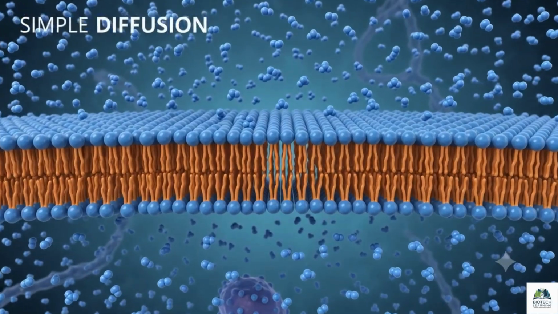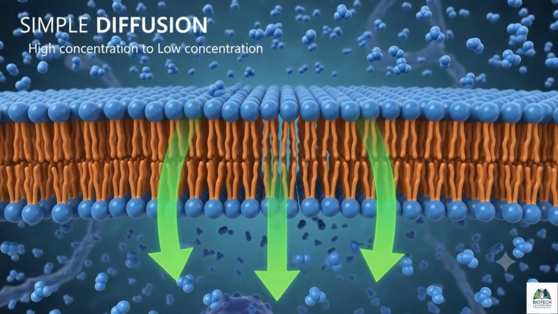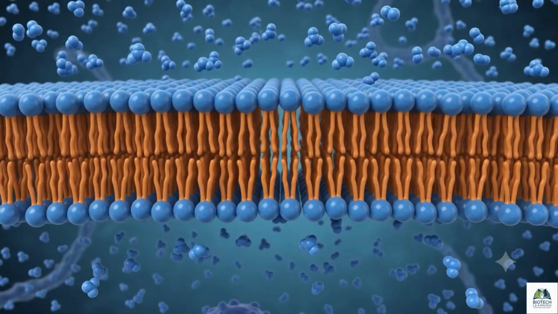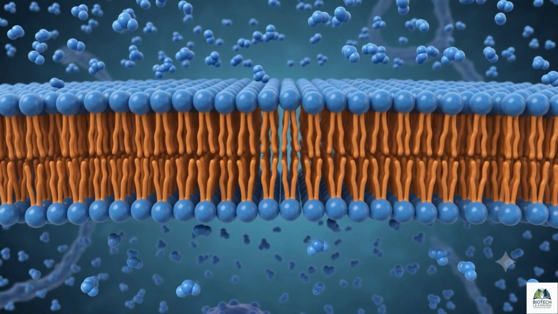The first mechanism is simple diffusion. Molecules are constantly moving because of thermal energy. Small nonpolar molecules such as oxygen can cross directly through the lipid bilayer.